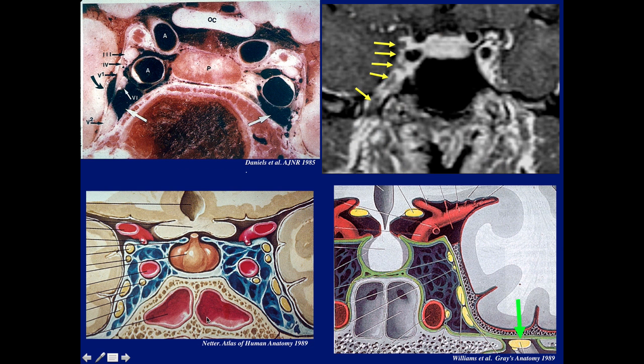And again, if we look at this coronal MR, the third, the fourth, here's the sixth with V1 and V2, and V3, or the mandibular nerve, is coming out. And again, in this coronal image, we see V1, V2, but V3, or the mandibular nerve, is already out, going through the foramen ovale.